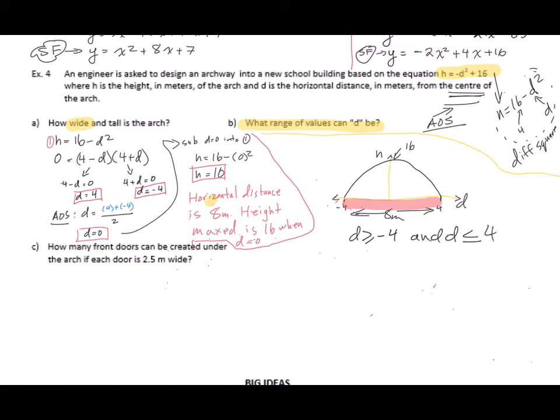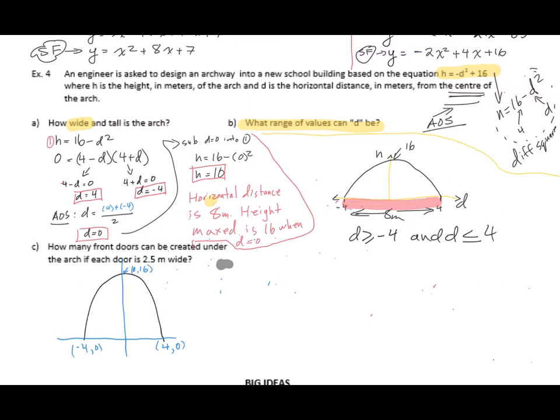Now, for part C, what I'd like you to do is find a way to use this picture of our arch, again with it being split down the middle. Remember, this is negative 4 and this is positive 4. So this is 4, 0, and this is negative 4, 0, and this point here at the top is 0, 16.